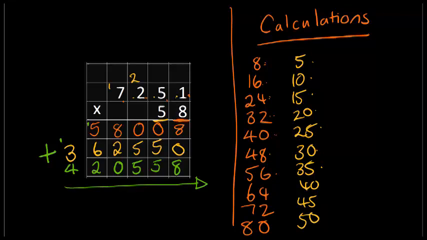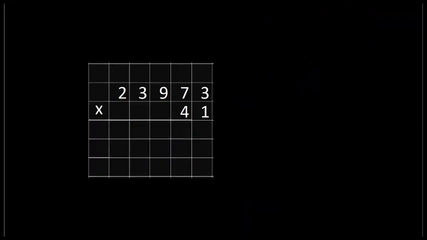Next question. 23,973 multiplied by 41. So we know we're going to multiply by 1. And because it's times 1, I'm not going to write out the 1 times tables, right? So we're going to say 1 times 3 is 3. 1 times 7 is 7. 1 times 9 is 9. 1 times 3 is 3. 1 times 2 is 2.